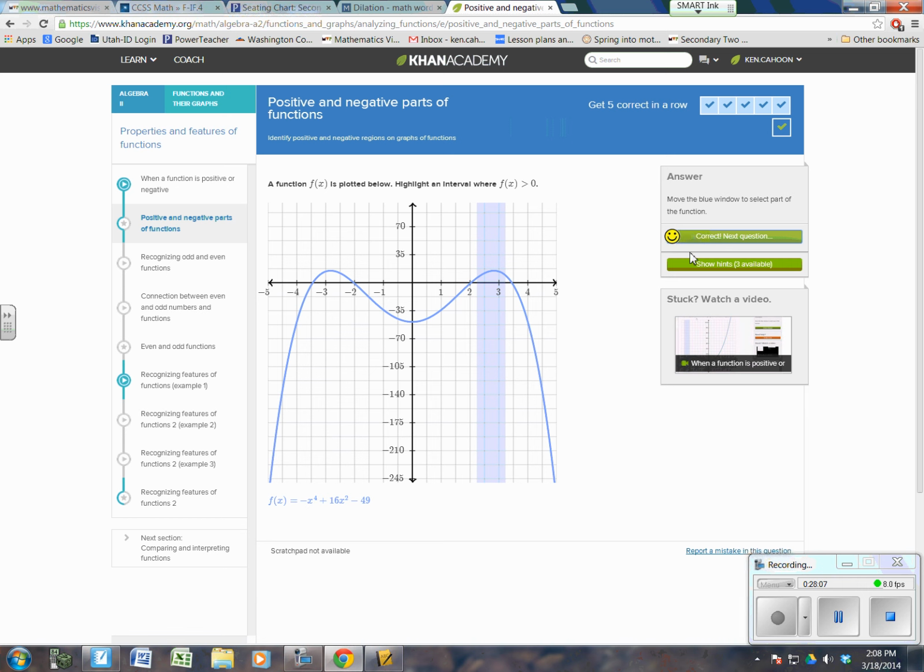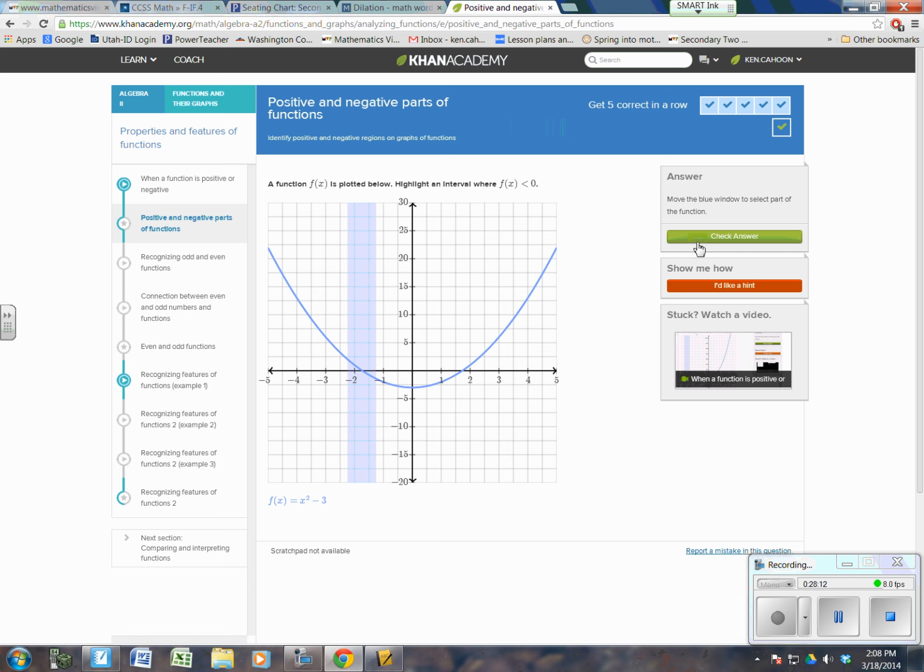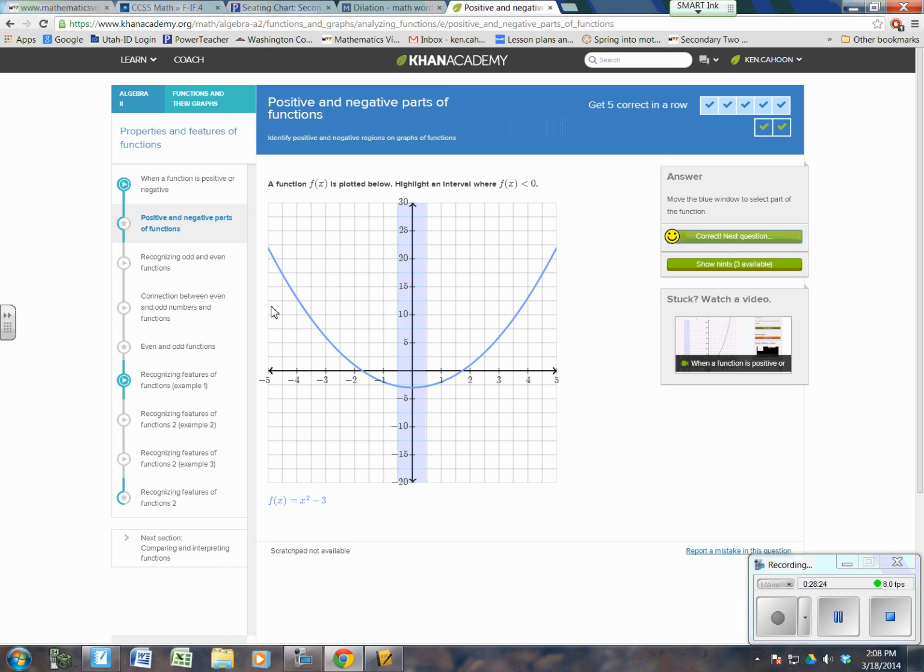I don't know how he corrected it to do another one. Did he just hit that? Oh, he did. If you just hit the answer thing, it will give you another one. This one, a function f of x is plotted below, highlight the interval where f of x is less than 0. So then I would check that one, okay? So that's the second one.